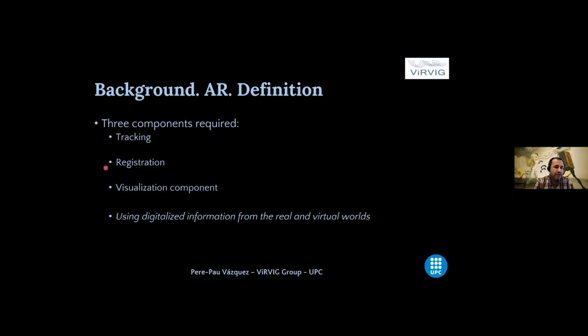So in this case, we have these 3 elements. We need a tracking system, a registration system, and a visualization component. And we need to have some database that stores the physical information of the real world and the virtual world in order to match them. So the semantics, for example.